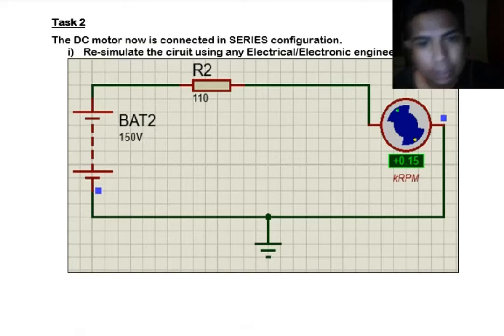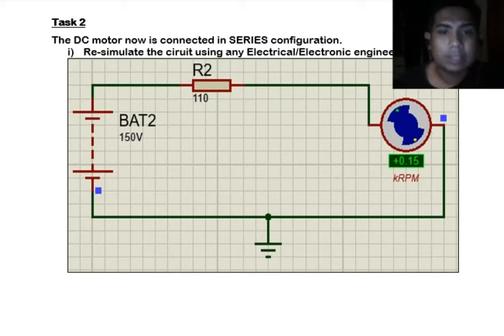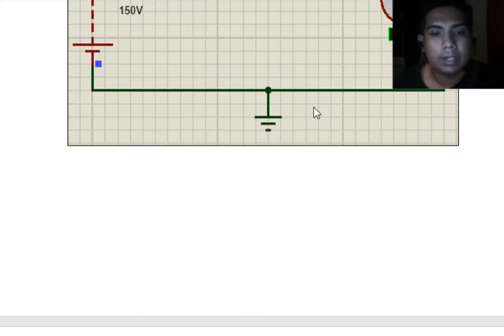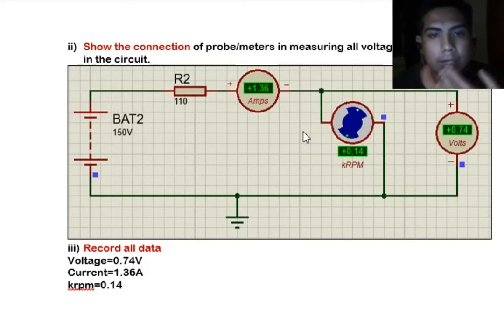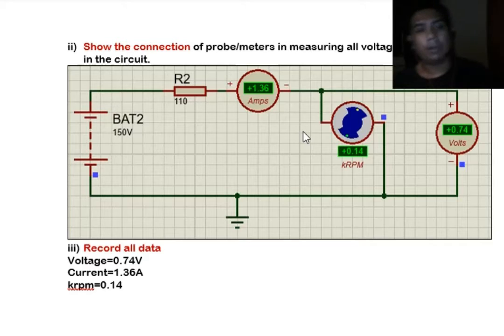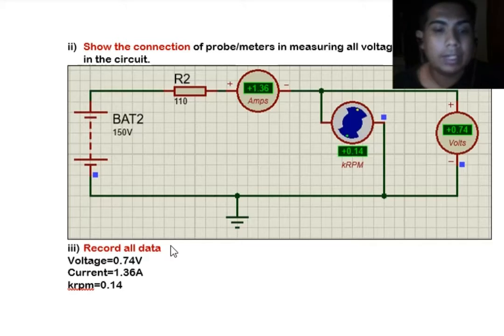and the motor rotation is 4.37. For task 2, the DC motor is now connected in series configuration. Right here we can see the circuit designed by me and my friend. We can see the difference in voltage because the connection is in series, so the voltage is 0.74 volt, then the current is 1.36 ampere, and the motor rotation is 0.14.